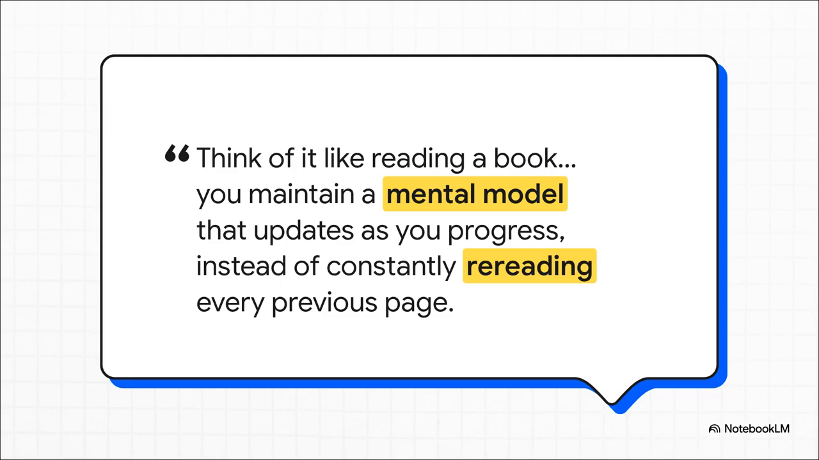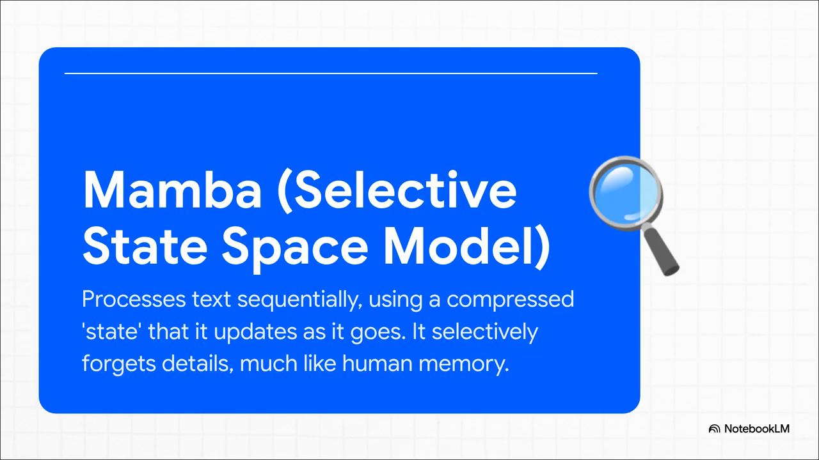Mamba, on the other hand, just reads, like we do. It keeps a little summary in its head of what it's read so far, and it just updates that summary as it goes. The official term for this is a selective state space model, or SSM. And that word, selective, is everything. Just like your brain, it's designed to remember the important stuff, the plot twists, the key characters, and let go of the trivial details from way back in Chapter 1. This keeps its memory efficient and not bloated with useless info.